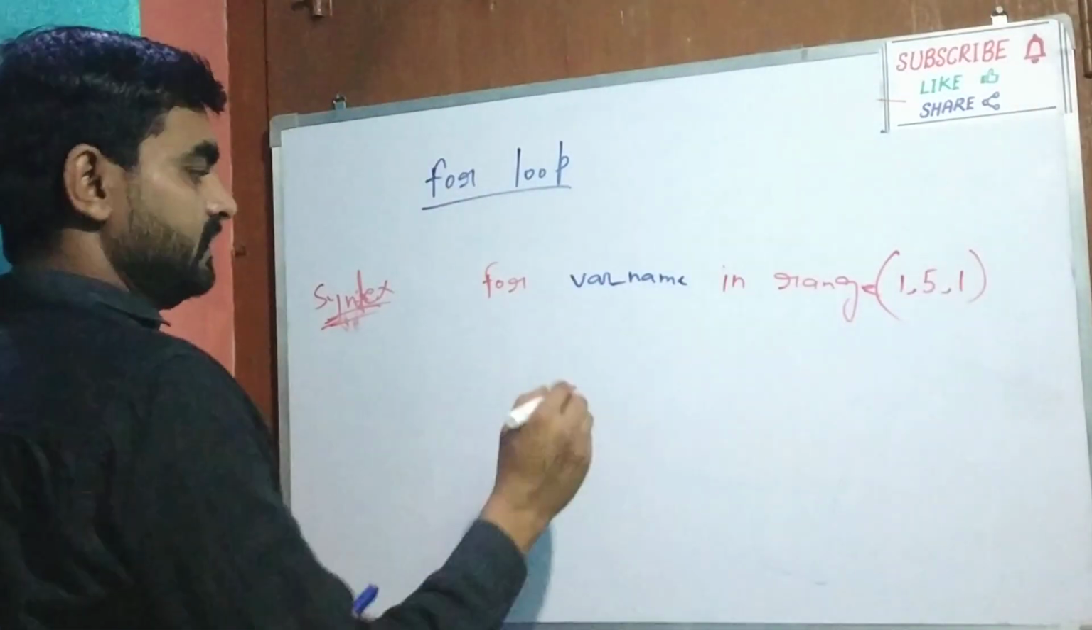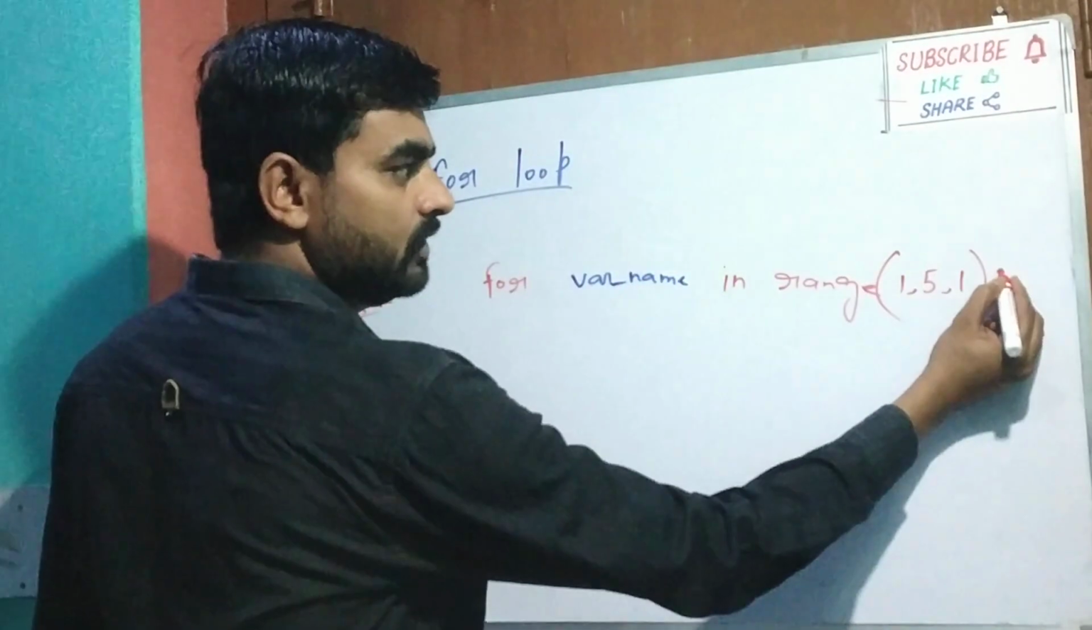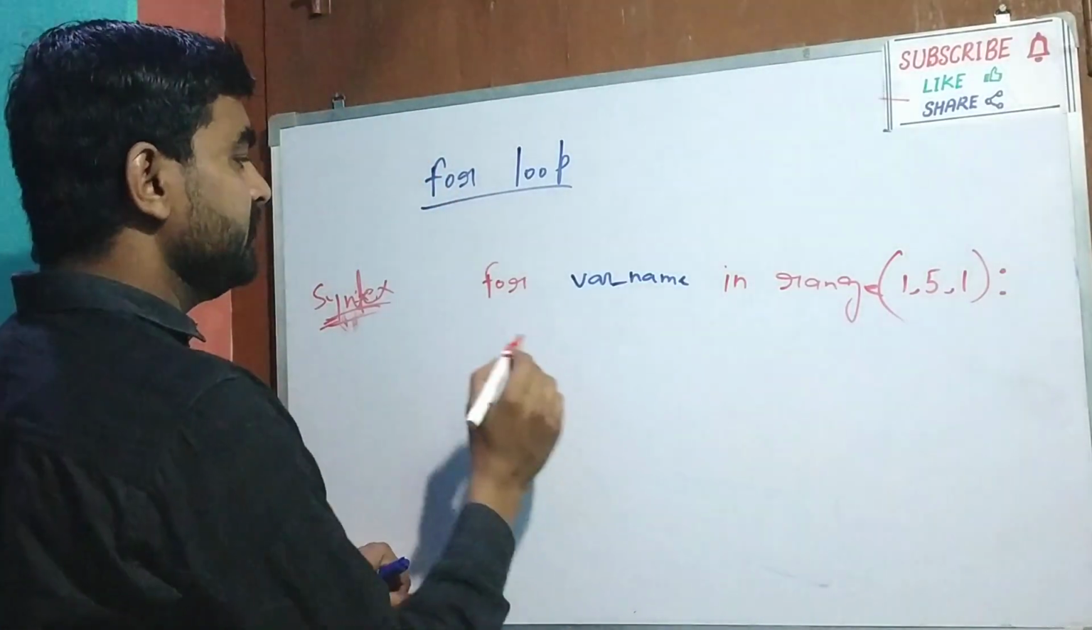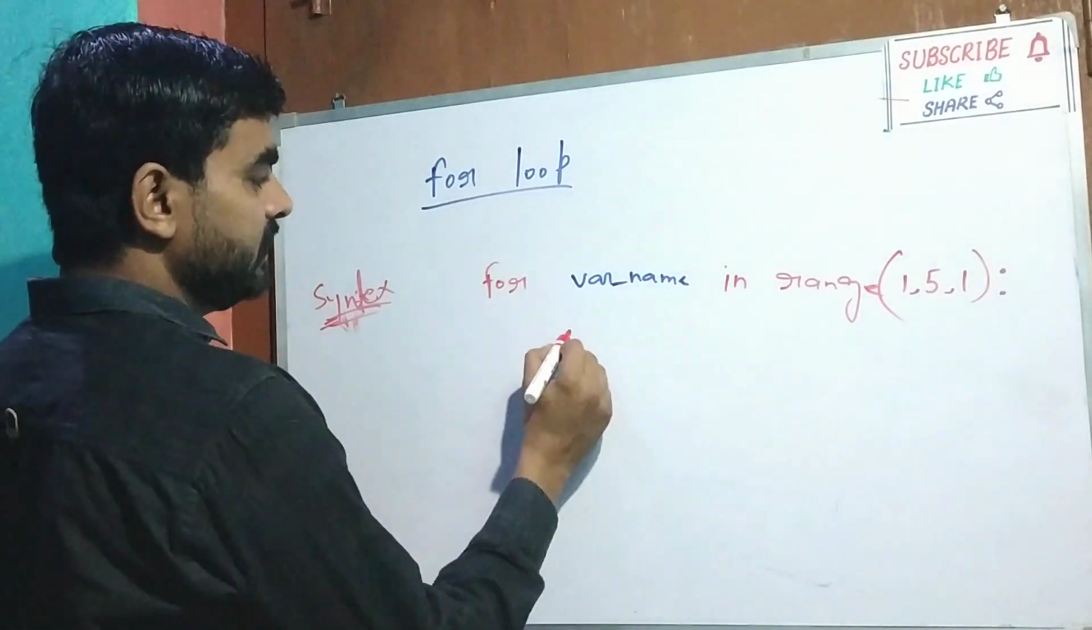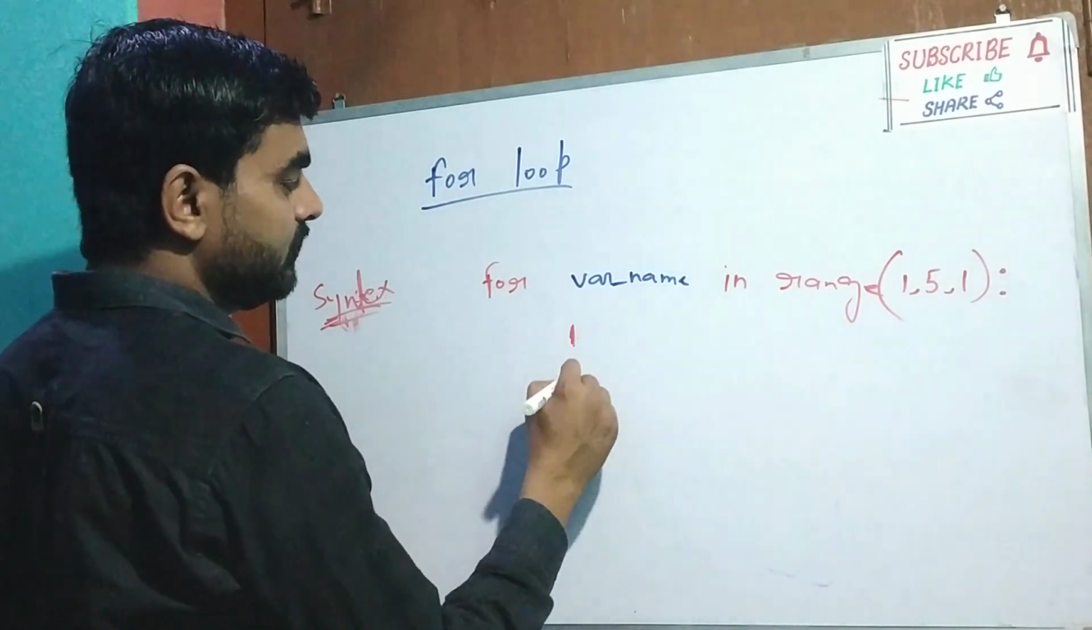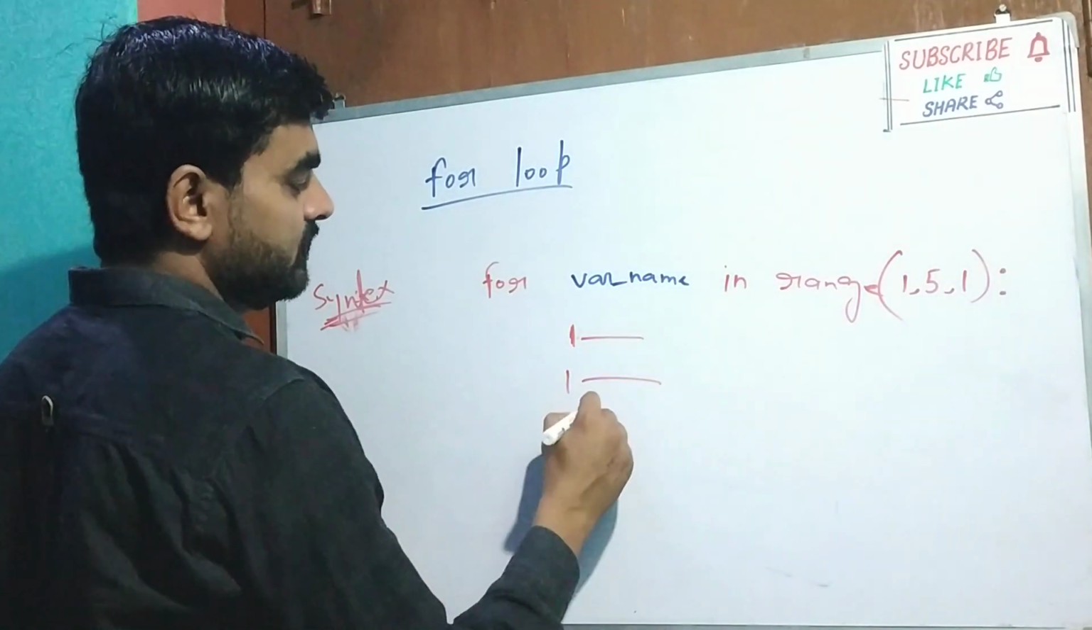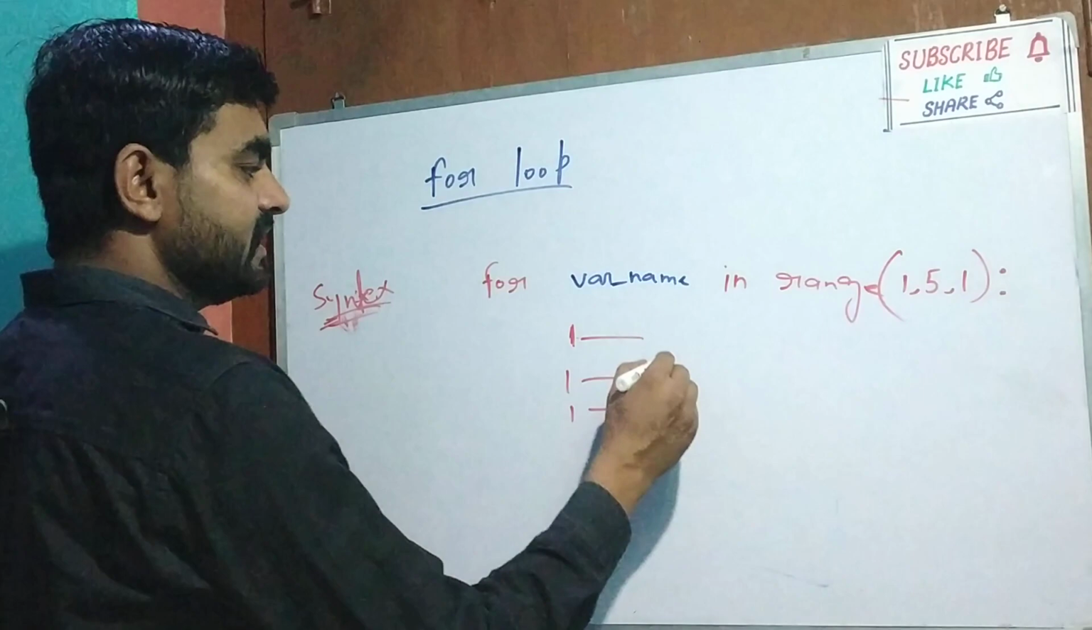And here a colon will be, and all the statements will start after 4 spaces, line 1, 2, 3. From here all the statements will start. These are the statements.